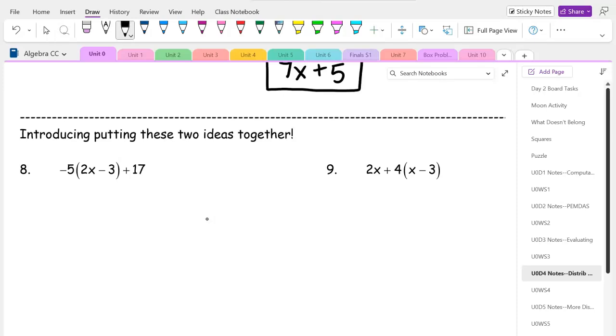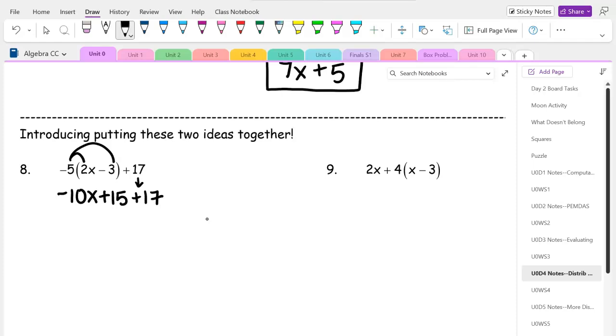So you're going to find your parentheses. You're going to find the number connected to the parentheses. That's the negative 5. That's what you're multiplying. So we're going to start with that. Negative 5 times 2x is negative 10x. And this is not negative 5 times 3. It's negative 5 times negative 3. So that is a positive 15. This 17, not in the parentheses, it's just going to come right down.